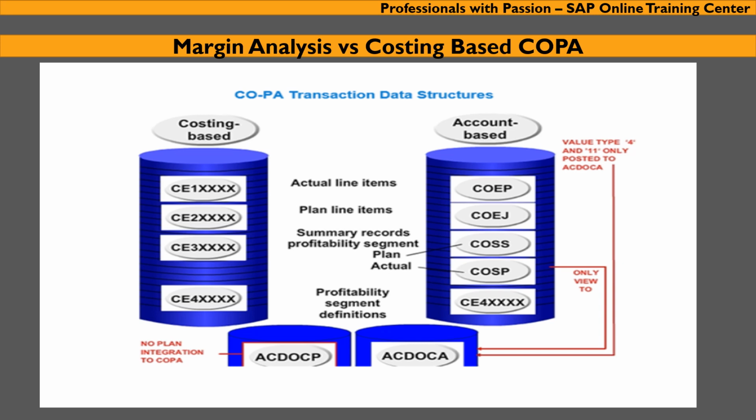Here we can understand the differences between table related information. So CE1, 2, 3, 4, which are storing actual, plan, summarization records and profitability segments. At the same time, we have given the corresponding tables in account-based, and maximum things we can get from ACDOCA in HANA; like margin analysis, we can get everything from the ACDOCA table. Here I mentioned clearly about value types 4 and 11 only posted to ACDOCA, and here I am giving COSP, which are related to plan line items.